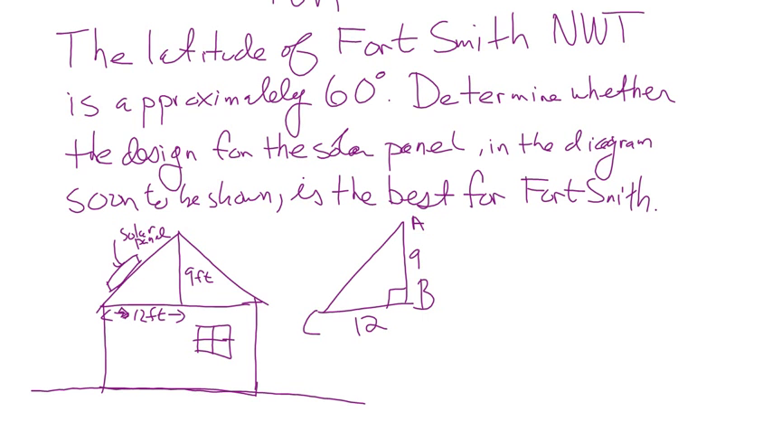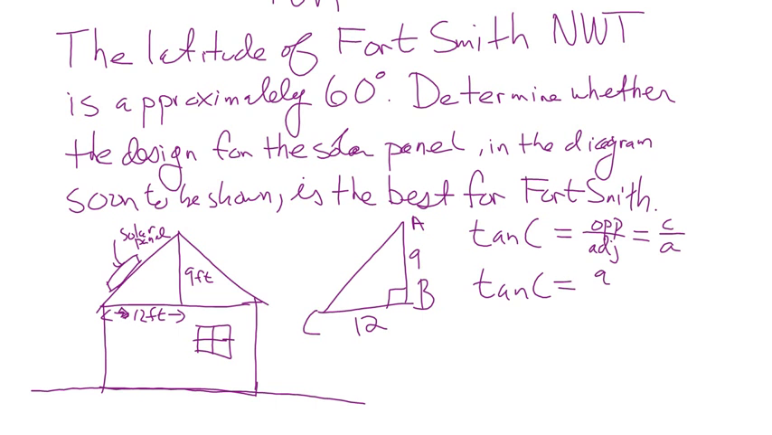Okay, so what are we gonna do? What am I gonna write? Tangent of C is equal to opposite over adjacent. It's like formulas, right? Is equal to 9 over 12. So we could say little c over little a.